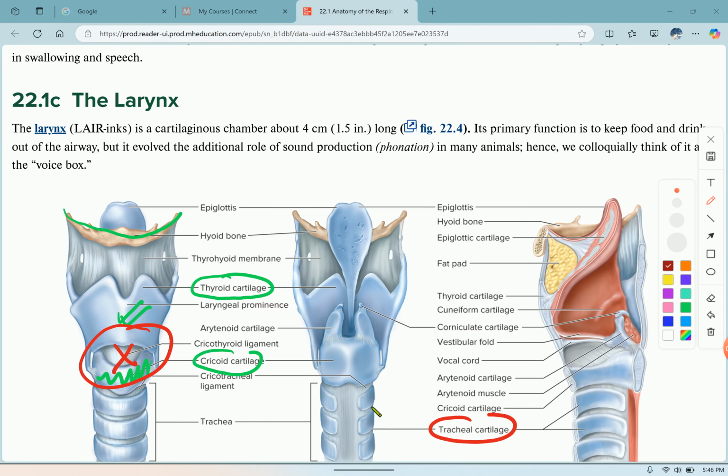The tracheal cartilages are also made of hyaline. These are hyaline cartilage, which makes them not collapsible. So if you were to squeeze a trachea, it would just open right back up. The tube would open back up to where it came from.